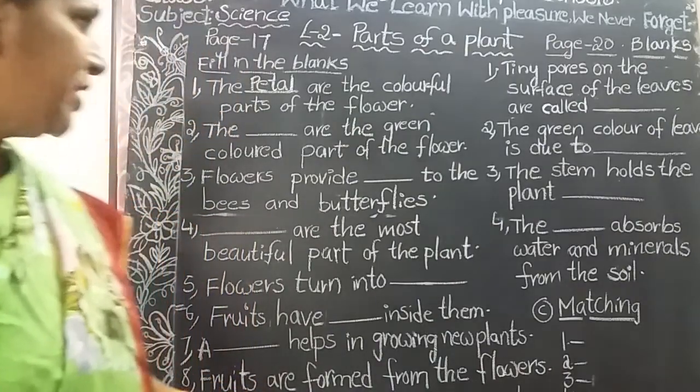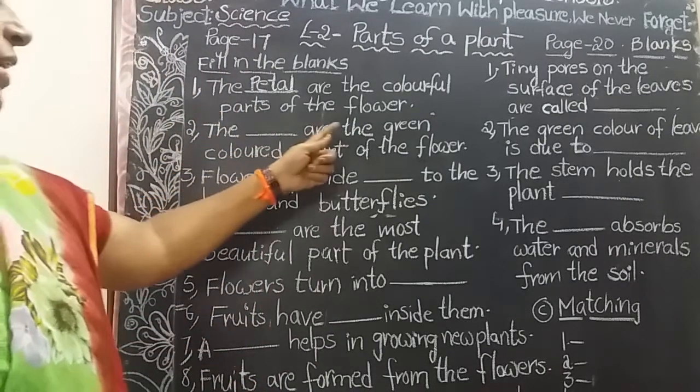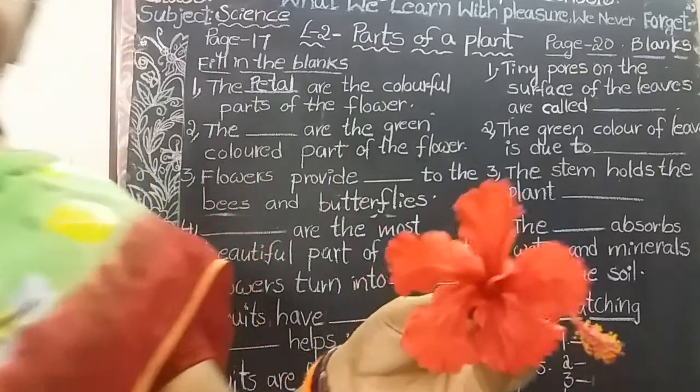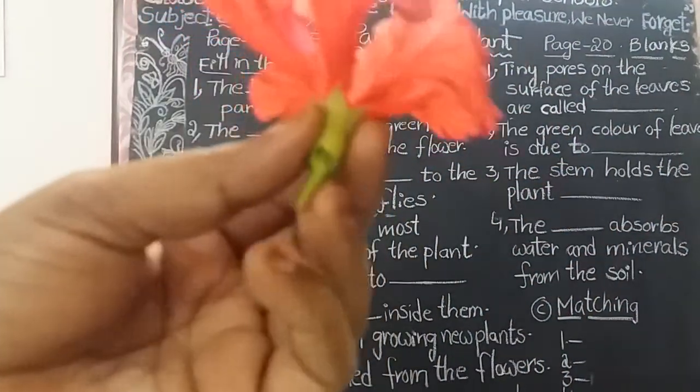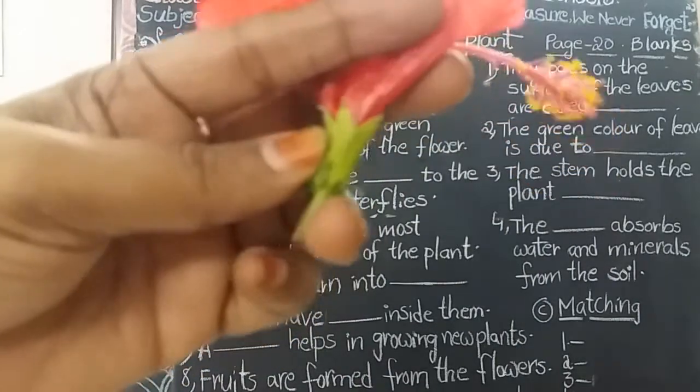Okay, next bit, see here. Read, dash are the green colored part of the flower. What are the green color parts of the flower? See here, below the petal, green leafy-like structures are there, no children? These are called sepals. These green color parts are called sepals.